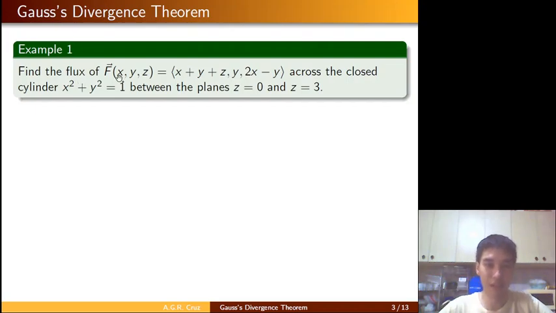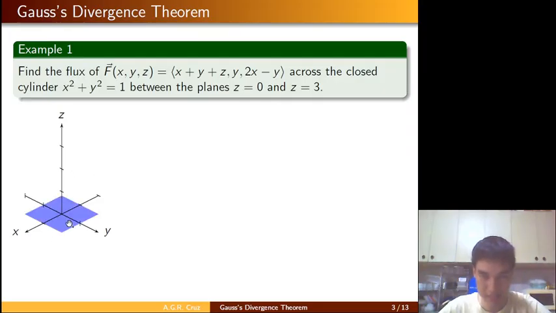Okay, let's proceed with our first example. Let's find the flux of the fluid with this velocity field across the closed cylinder x squared plus y squared equals 1 between these two planes. So let's first sketch the surface in question. So ito yung three-dimensional space natin. The plane z equals 0, di ba? That's just the xy plane. So drawing natin yung xy plane, it's this one.